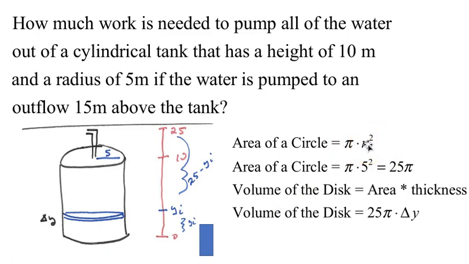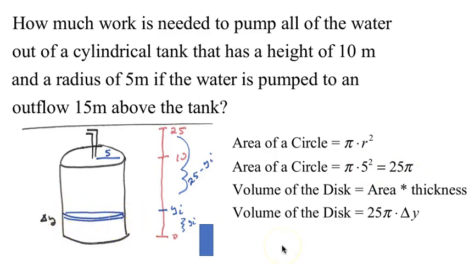Like the last example, the radius for this problem is constant. The radius is always 5 meters. So the area of the circle is pi times the radius squared. The area of the circle is pi times 5 squared. 25 pi is the area of that circle.